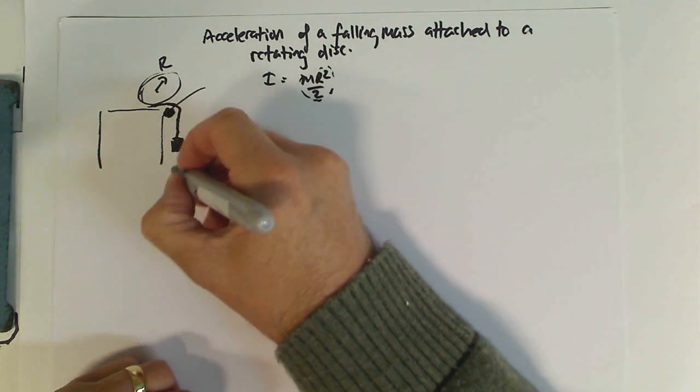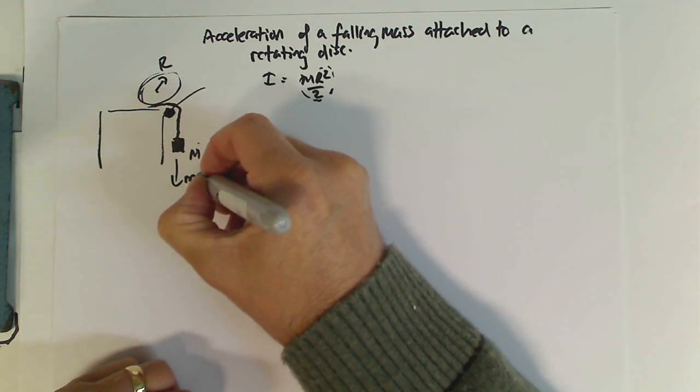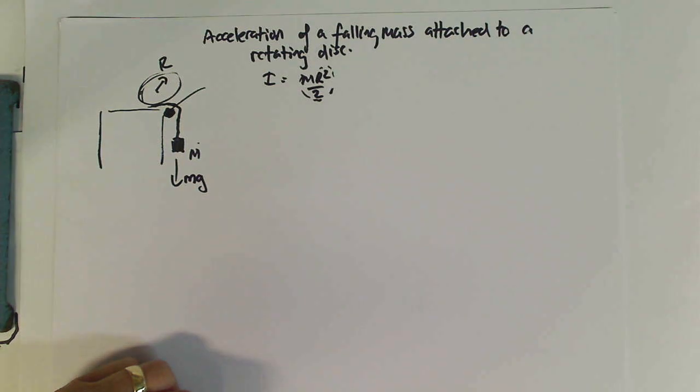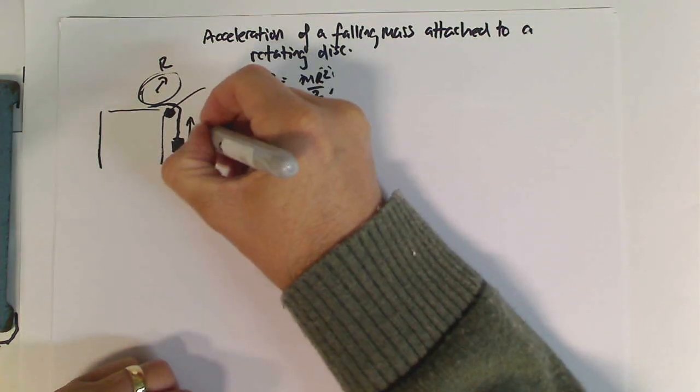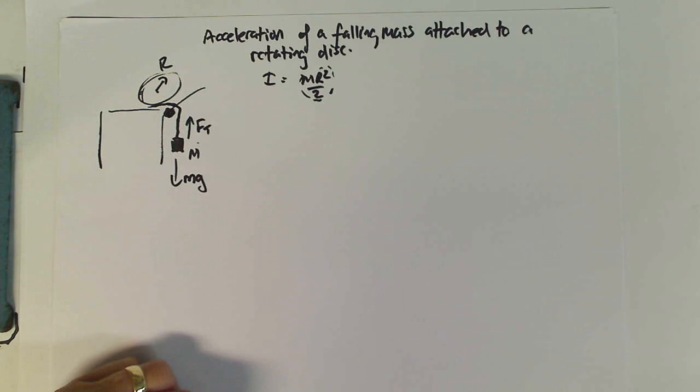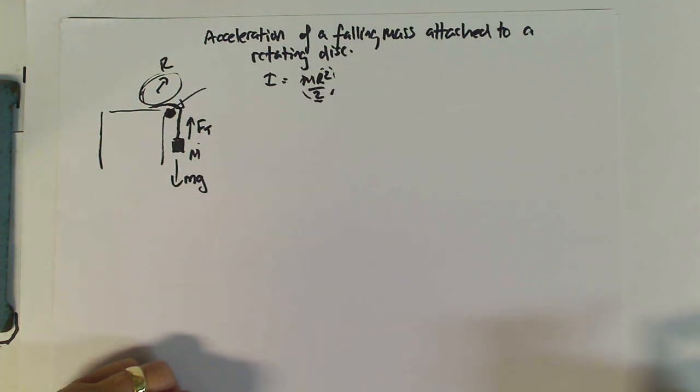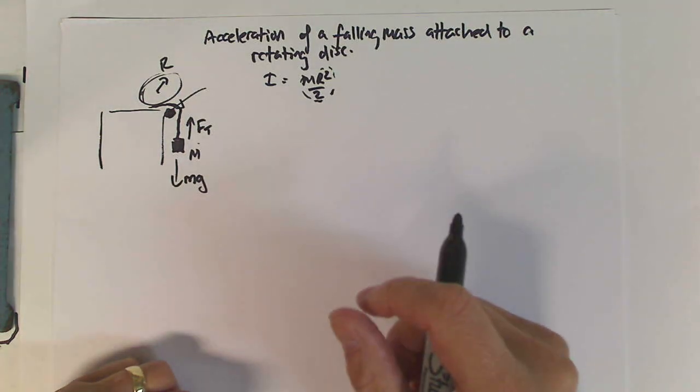So we've got mg acting here. That's our weight force. We've got a tension, I'll call it Ft, in the rope. It goes both ways. It's that tension which supplies the force, which supplies the torque to rotate the disc.